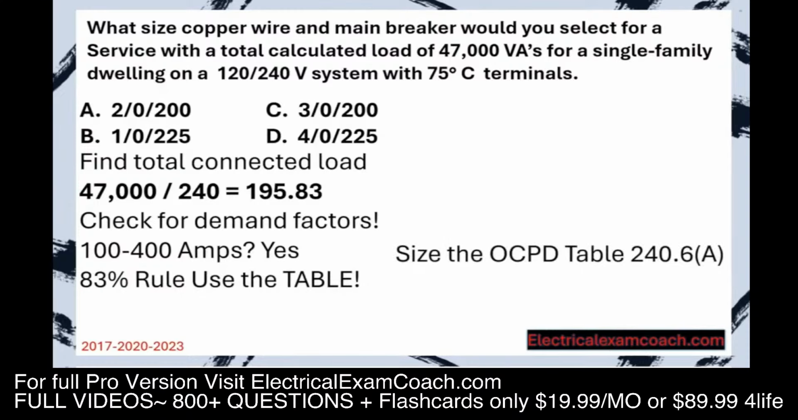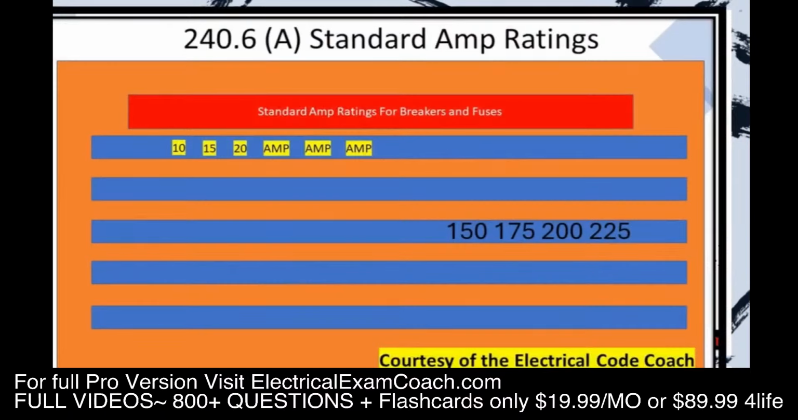Step 1, we're going to size our overcurrent protective device. And we're going to head to table 240.6(A). We have a 196 amp known load. We're going to choose the next size up and put it on a 200.